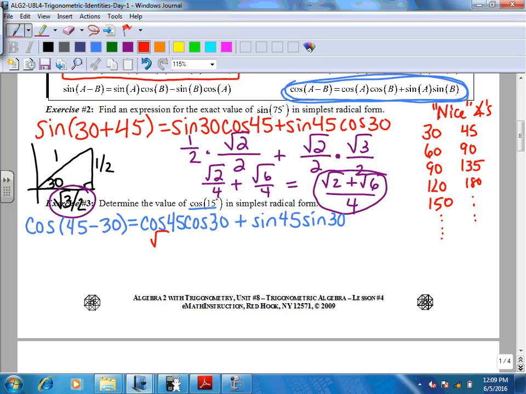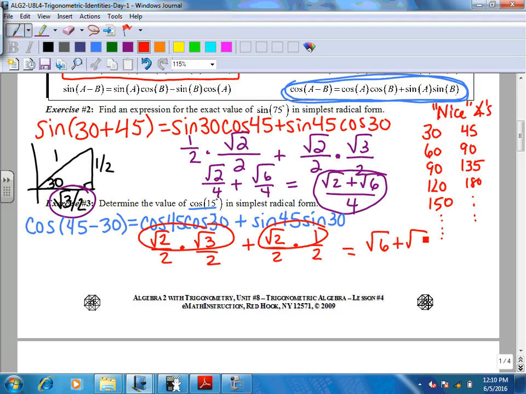Cosine 45 was square root of 2 over 2. Sine 45 was square root of 2 over 2. Cosine 30 was square root of 3 over 2. And sine 30 was 1/2. Okay. So when we figure this out, again, we get square root of 6 here, plus square root of 2, and they're both over 4. Okay. So pretty easy so far.